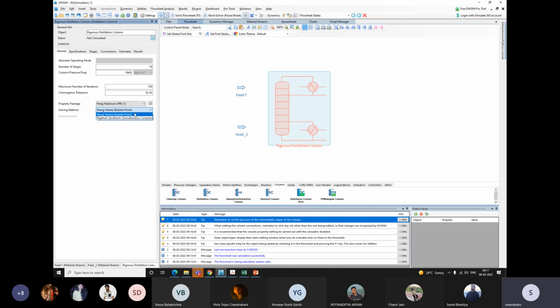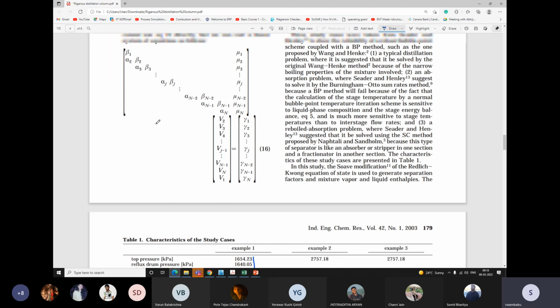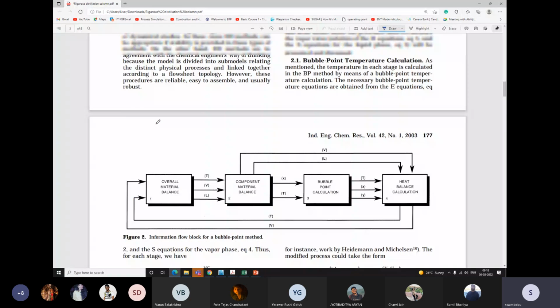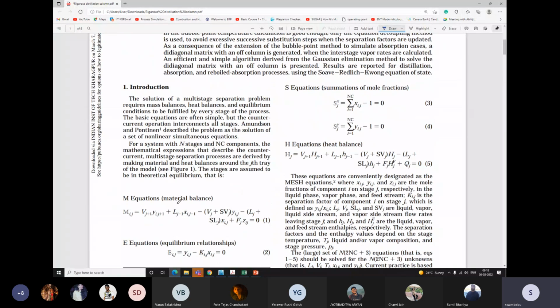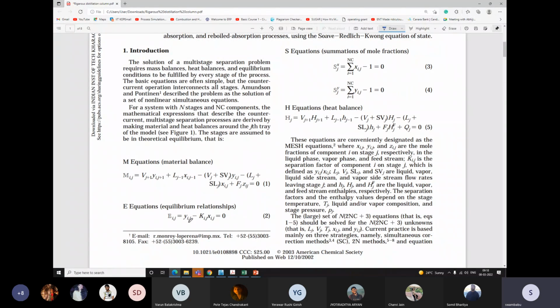In the Wang-Henke bubble point method, we assume that all the liquid streams leaving the trays are at the bubble point condition, and that way we can get approximate temperature values. But the main procedure is that we need to solve these equations: mass balance equations, equilibrium relationships, and energy balance equations. We have to solve these 5 equations.